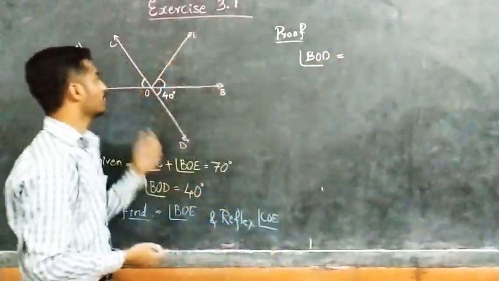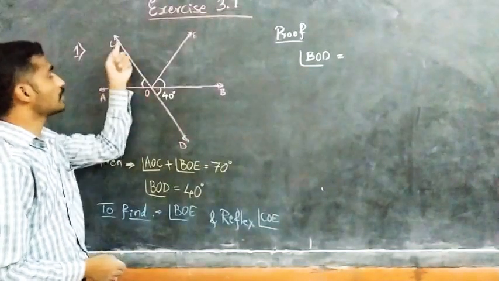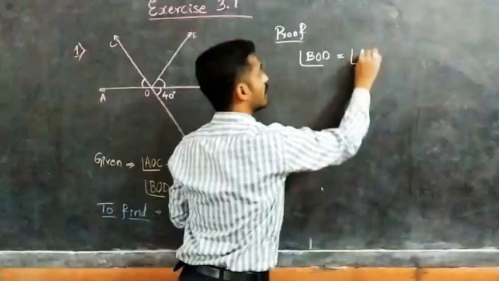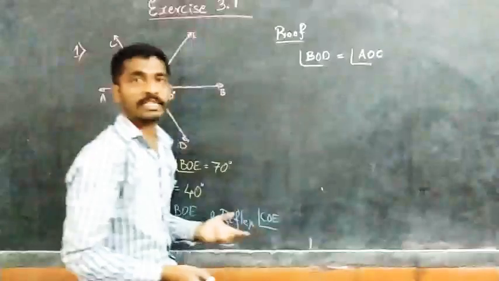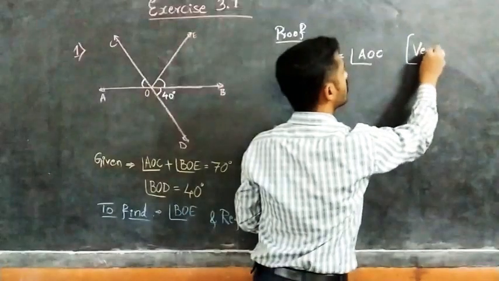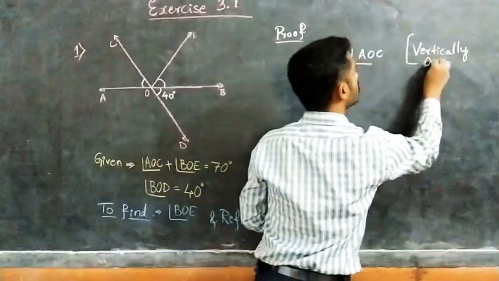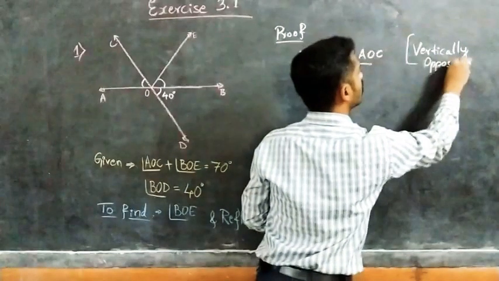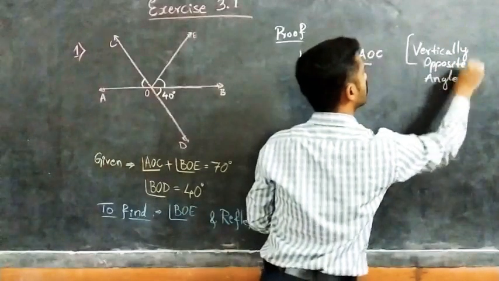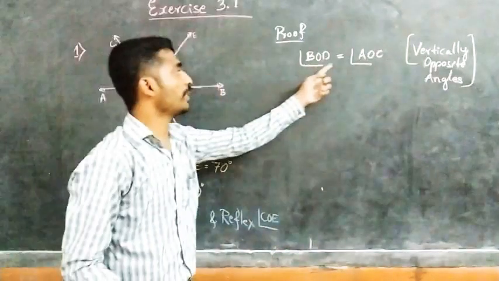BOD equal to what? BOD equal to AOC. What is the reason? Reason also you have to write here. Vertically opposite angles. BOD equal to AOC.